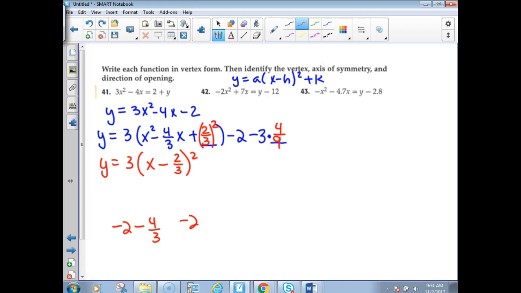So I got negative 2 and 4/3. I could rewrite that as an improper fraction. That would be negative 10/3. And now it's in vertex form. So the vertex is at 2/3, negative 10/3. The axis is x equals 2/3. And this thing opens up. Those are the 3 answers.